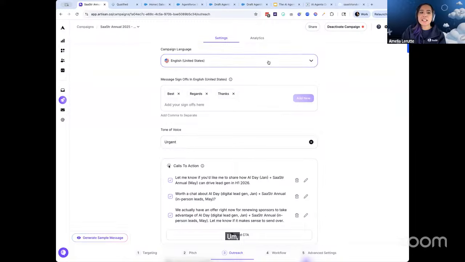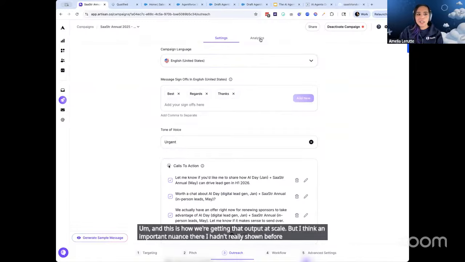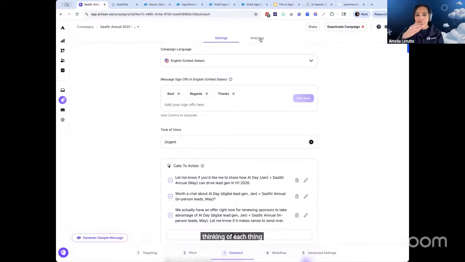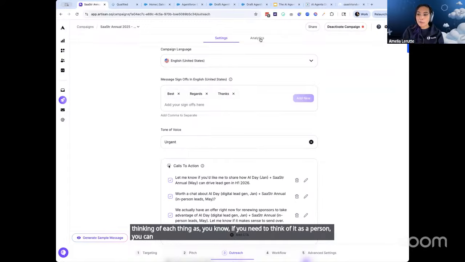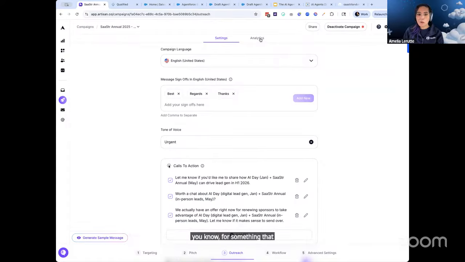And this is how we're getting that output at scale. But I think an important nuance there I hadn't really shown before is thinking of each thing as, if you need to think of it as a person, you can. If you're onboarding somebody new to do renewals, you're going to train that person a lot differently than somebody who's going to do outbound, right? For something that's a lower ASP like tickets, or a higher ASP like maybe your software is. And so that's a big nuance to remember there.